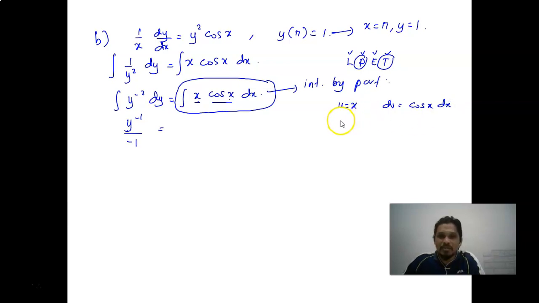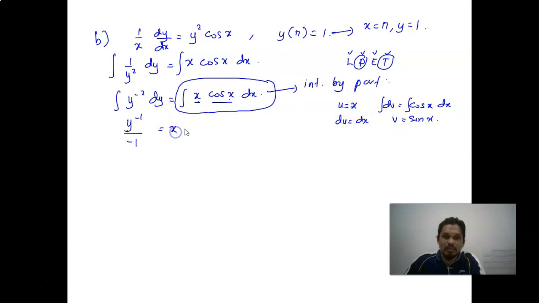So differentiate u equal to x, du equal to dx, and integrate dv to get v. Integrate cos, it gives you sine x. Then integration by parts, do you still remember that? uv minus integral of v du.